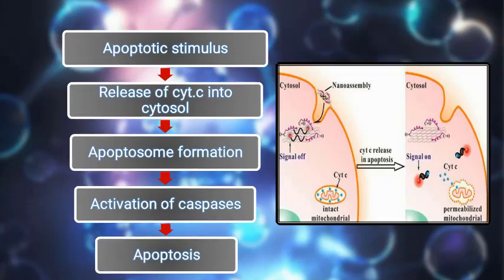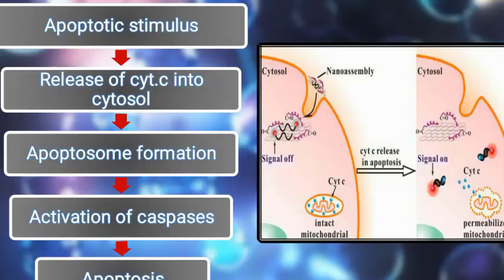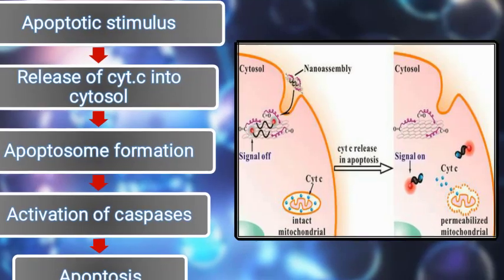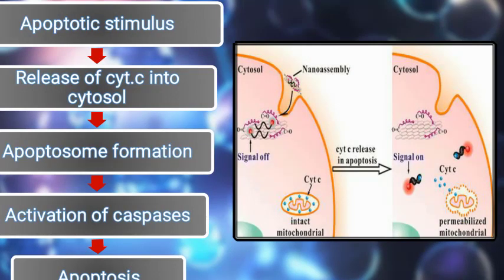Now let's look at the diagram. As we can see here in the first one, the cytochrome C is still present inside the mitochondria, but on receiving the stimulus, it moves outside the mitochondria and thus causes activation of caspases, leading to apoptosis.